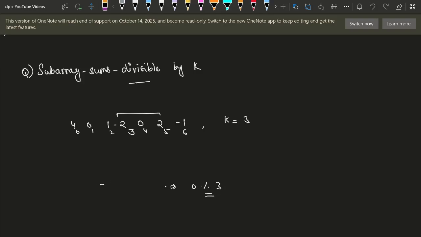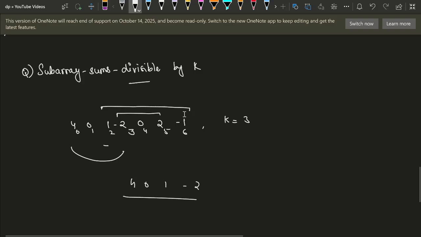And what else? So I can also see this subarray if we expand on both sides. So this is also one of the subarrays: 1, -2, 0, 2, and -1. The subarray sum of this array is also 0. So I can see 2. There could be more. So 4 and 0 is 4, 4 plus 1 is 5, and adding -2 gives 3. So 4, 0, 1, and -2.